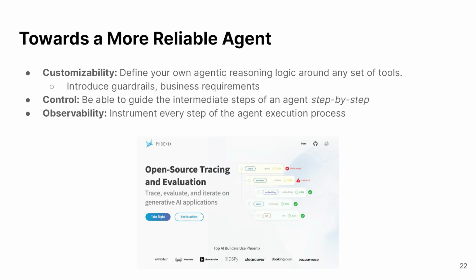There's a lot of great tools out there for observability and tracing, and the overall idea is that you're able to really deep dive into every step of the agent execution process, see what's going on, and be able to evaluate any subset of that execution.